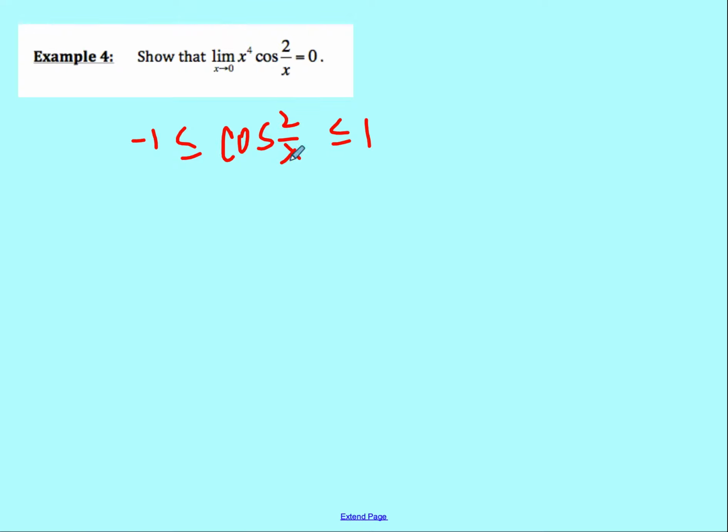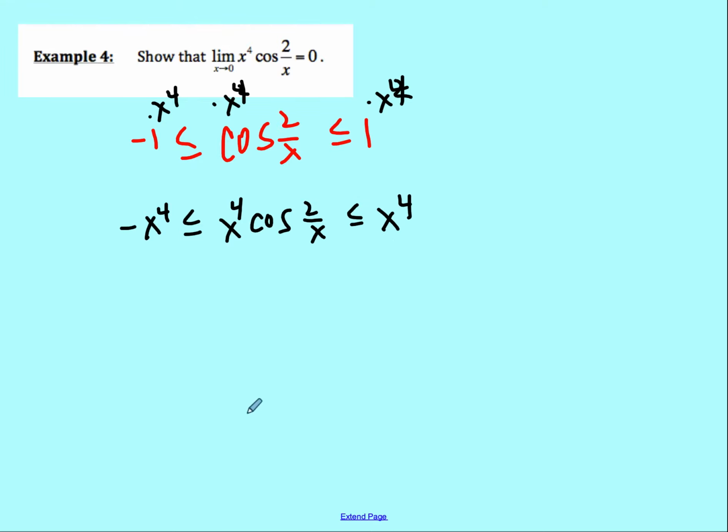And I'm like, okay, that's not the entire function. I have x to the fourth, so we multiply everybody by x to the fourth, keeping our inequality balanced. So I have negative x to the fourth less than or equal to x, I wrote x squared, I meant to write x to the fourth. x to the fourth cosine of 2 over x is less than or equal to x to the fourth.